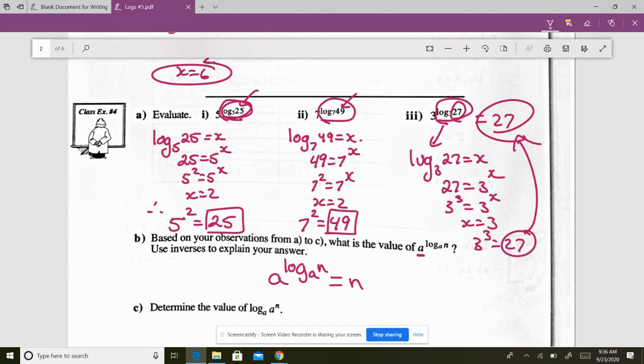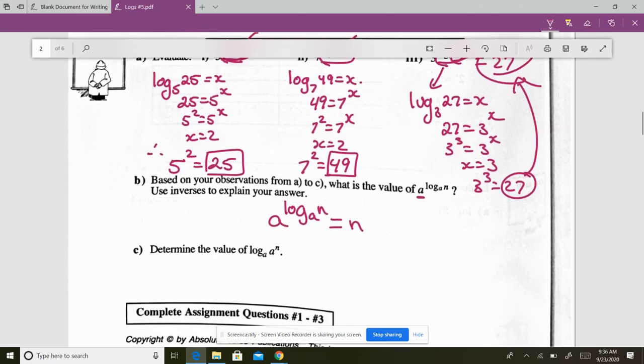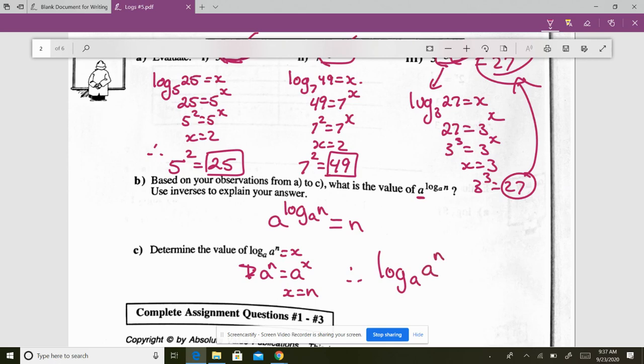And go down here a bit. Log base a of a to the n. If I said evaluate that, we'll set it equal to x. So then I would change to exponential, and I'd get a to the n is equal to a to the x. So what does x equal? n. Therefore, log base a of a to the power of n always equals n.